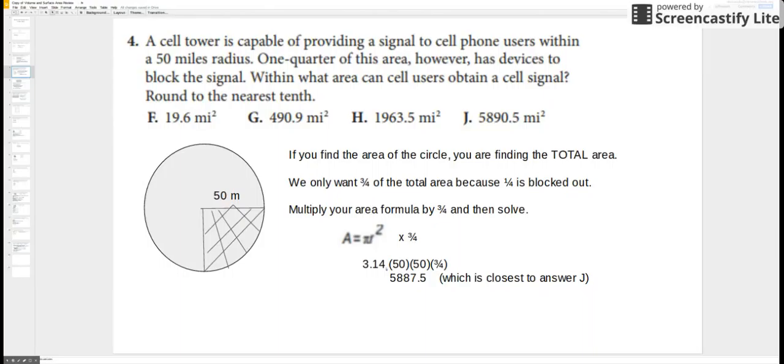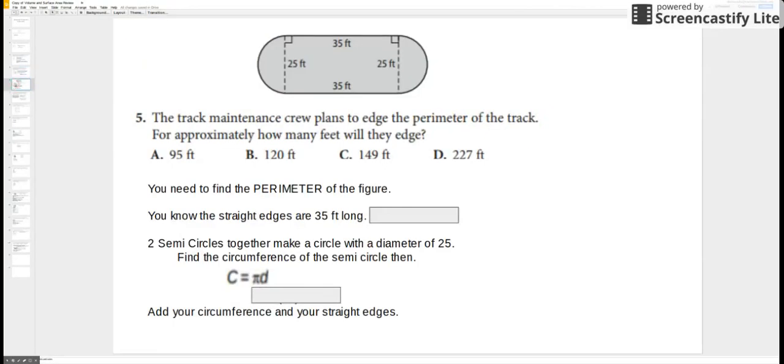In our class, we're using 3.14 because we have the 4-function calculators right now. Moving on. All right, number 5. The track maintenance crew plans to edge the perimeter of the track. For approximately how many feet will they edge? This is a weirdly worded question. They mean how much are you going to cut around the perimeter? So you need to find the perimeter of the figure.